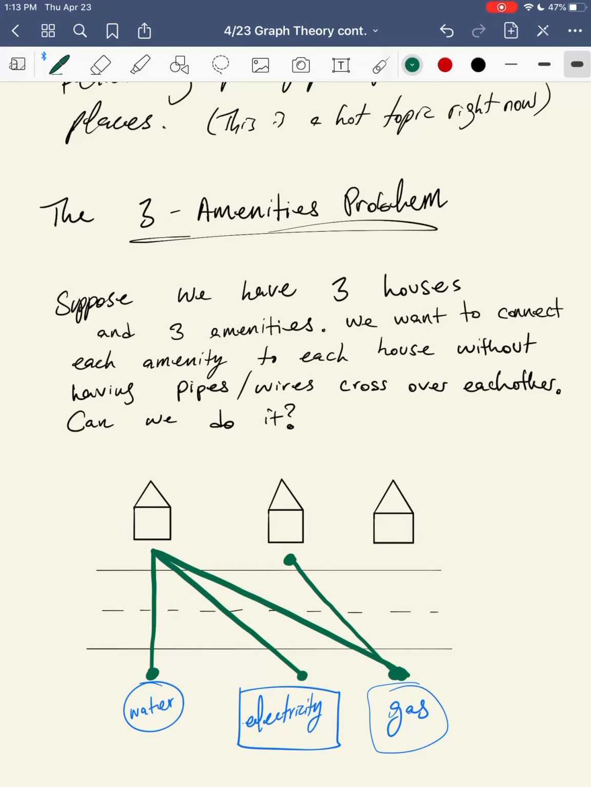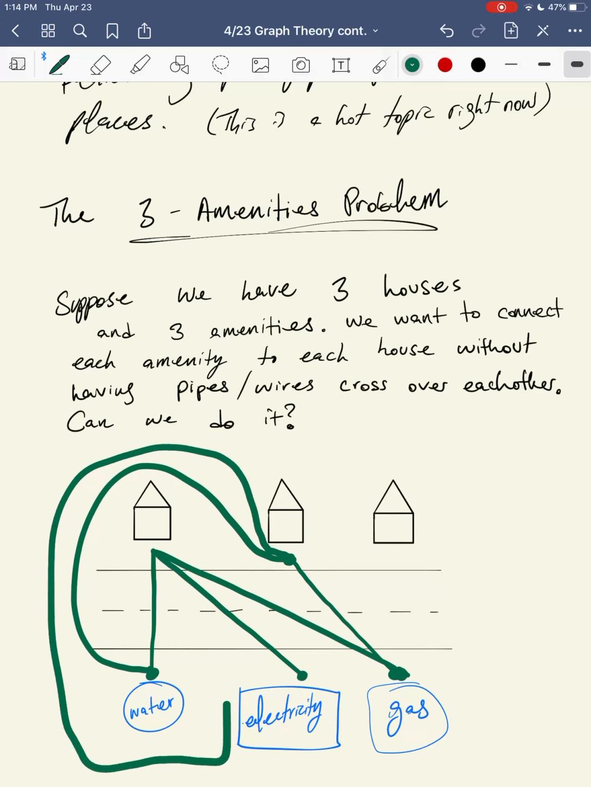So maybe we'll bring him around this side of the street. And we'll get him to the water that way. And then we'll get him to the electricity this way. Okay. So now we get to this last one, and say we want to go down, we'll connect it to the gas, and we'll connect it to the electricity like this.